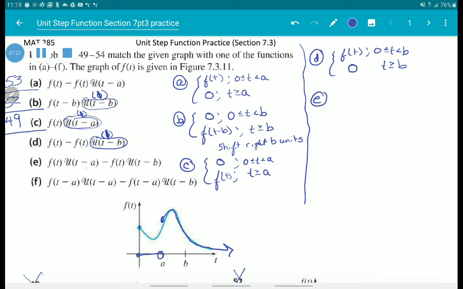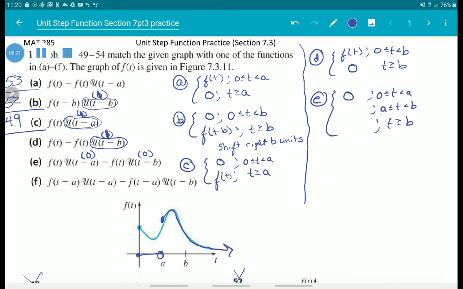So E is going to have 3 pieces because we have a piece that's going to turn on at A and a piece that's going to turn on at B. So we're going to have 0 up to A, something between A and B, and then something after we hit B. So between 0 and A, this guy is going to take on a value of 0, and this guy is going to take on a value of 0. So we're going to have f of t minus f of t, which would be 0.